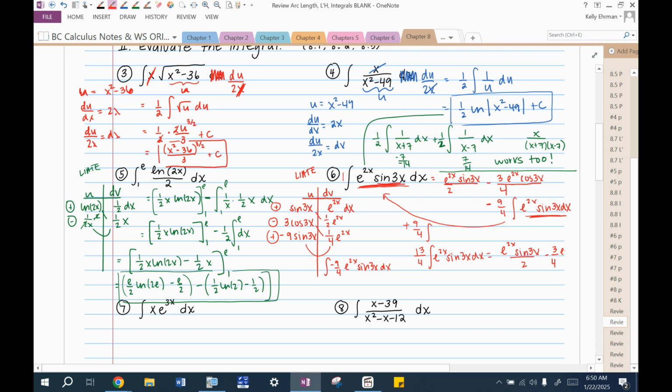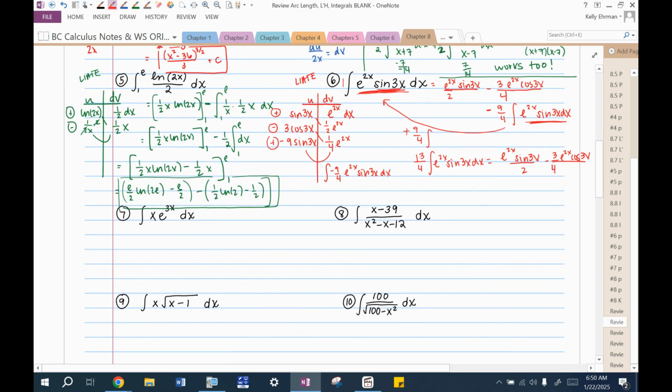Sorry, there's not much room to work in here. You can always use extra paper if you want. And then we need to get rid of the 13/4 by multiplying by 4/13 on both sides. 4 over 2 is 2 over 13. So 2 e to the 2x sine 3x. 4 over 4 cancels, so minus 3 over 13 e to the 2x cosine of 3x. And remember to put in the plus c because that's an indefinite integral.